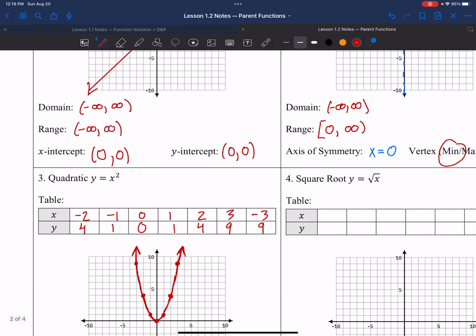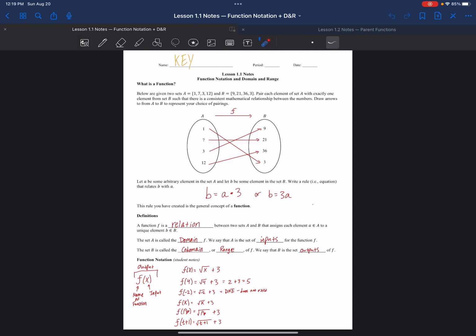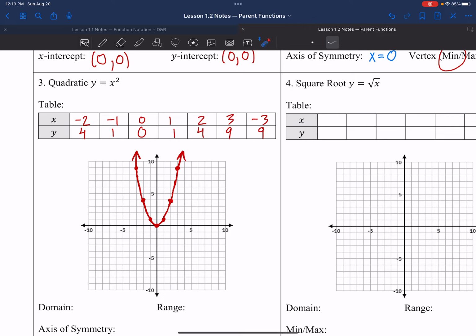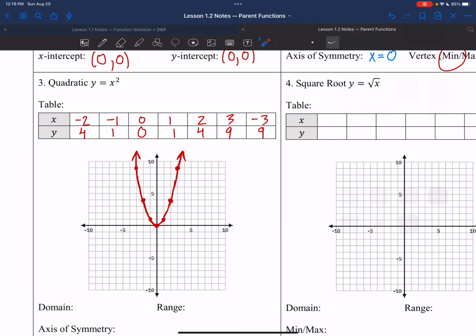Oh, I tried to tap, but will the laser pointer go? Nope. Oh, no, it doesn't. Okay. Oh, you know what? In case somebody talks to me, do not disturb. I should always put that on.